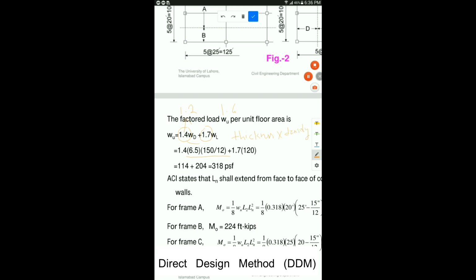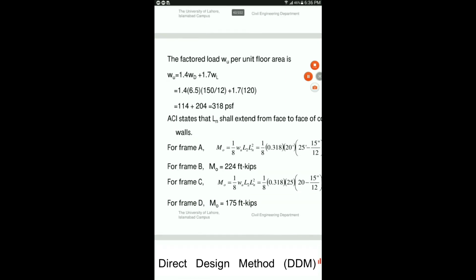The thickness of the slab is 6.5 inches. You have to convert it into feet, that's why 6.5 inch divided by 12, multiplied by 150. 150 is the density of the concrete, plus 1.6 into live load. This is the live load which is given in the numerical, 120 PSF. This is already given in PSF. Because this load was in PSF, that's why we have calculated the dead load or the self weight of this slab also in PSF. So the total factored load is coming out to be 318 PSF for this numerical.